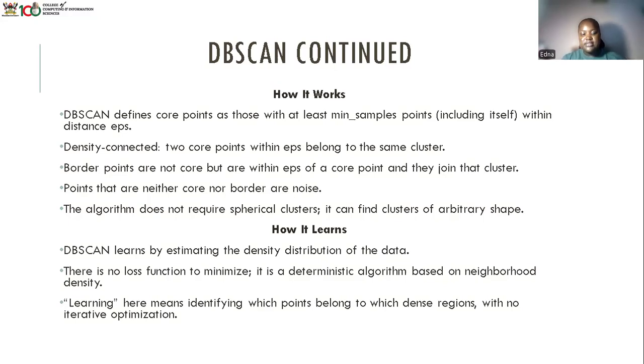DBSCAN learns in such a way that it estimates the density distribution of the data, and there is no loss function or iterative optimization. So DBSCAN is a fully deterministic algorithm that maps the density structure of the data directly.